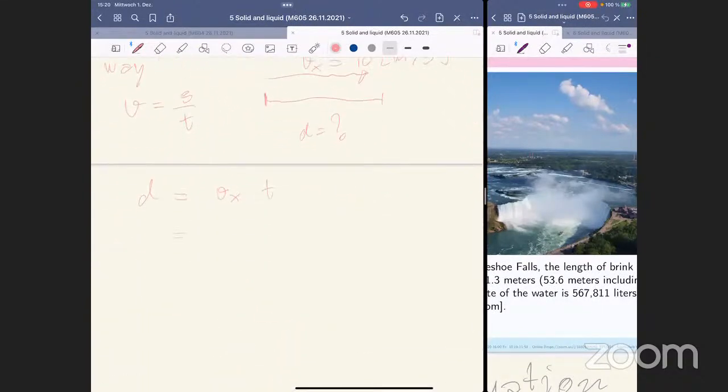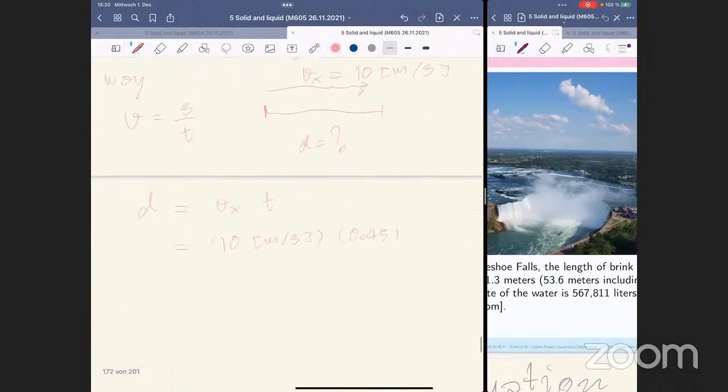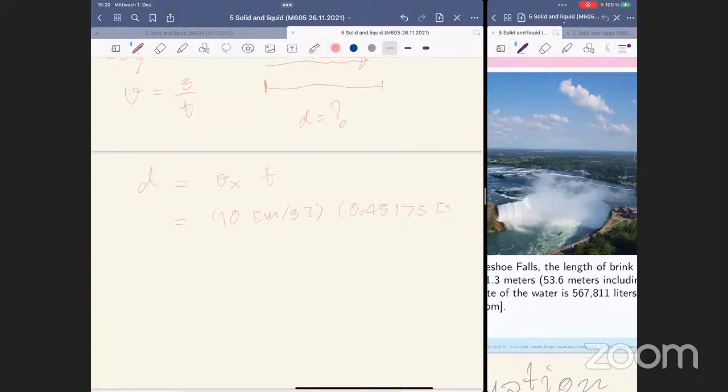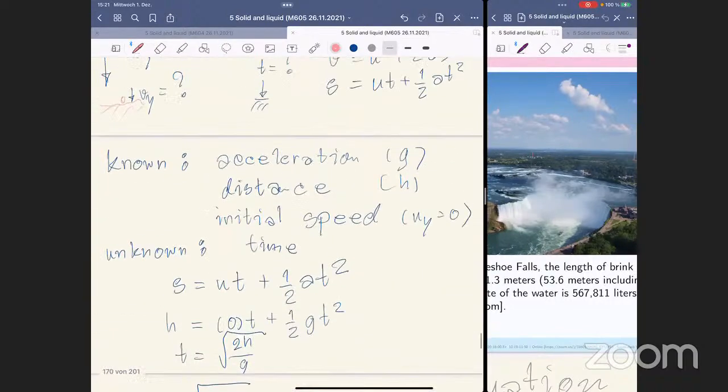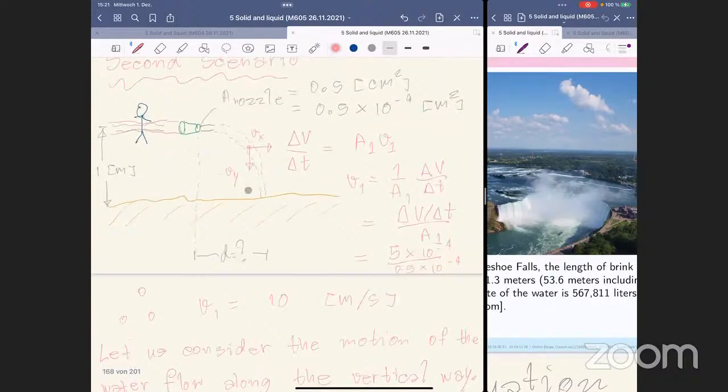So Vx is 10 meters per second times the time, 0.45175 seconds. Multiplying by 10, you get 4.5175 meters. That's the distance far away from the starting point of your nozzle, where the water is going to reach the ground.